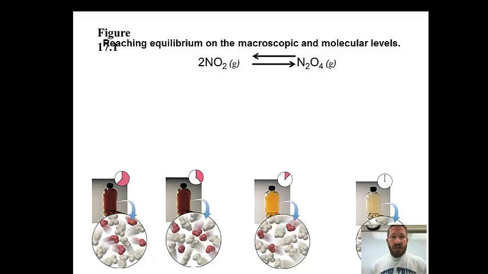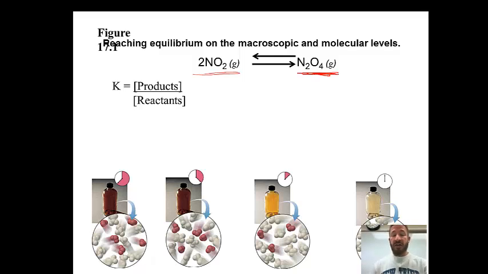So let's say we want to write our equilibrium expression for this. The way you write an equilibrium expression, it's a capital K, and it's always products over reactants. So this would be dinitrogen tetroxide on the top, over reactants, the nitrogen dioxide on the bottom as your denominator. So it's products over reactants.